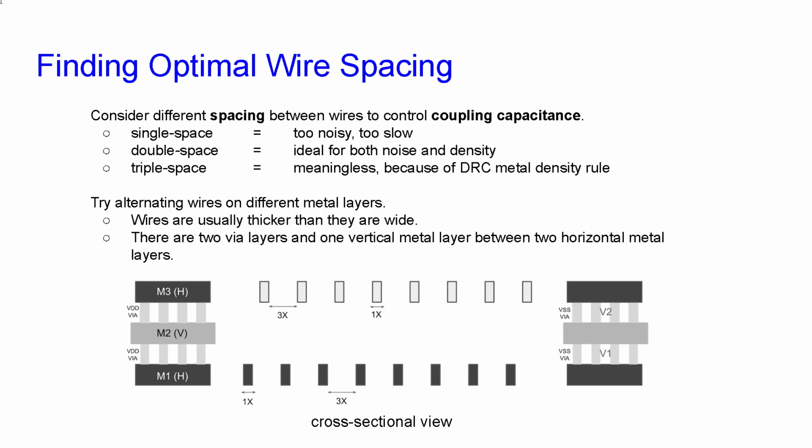In the cross-sectional view, we can see how much space there is between two horizontal metal layers. Because wires are usually thicker than they are wide, and there are two via layers and a vertical metal layer in between. So the coupling capacitance from a different metal layer contributes very little to the total.